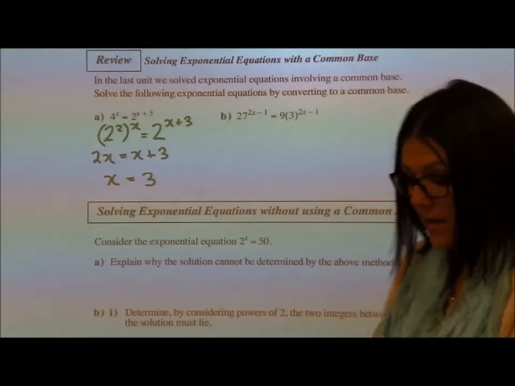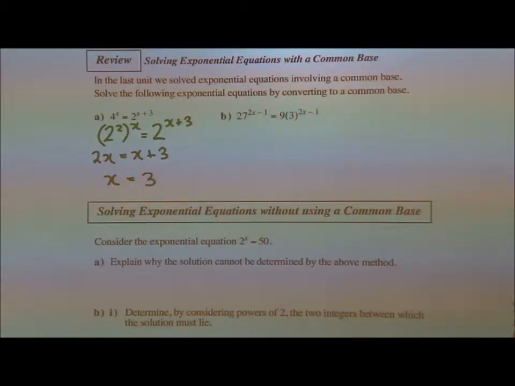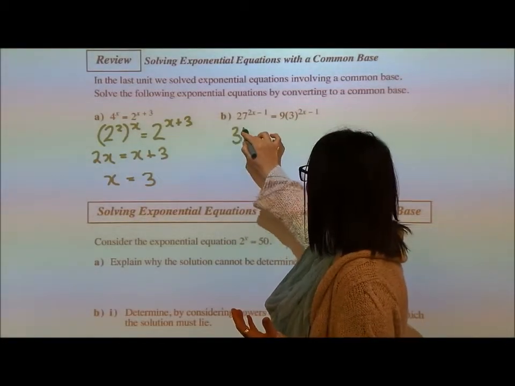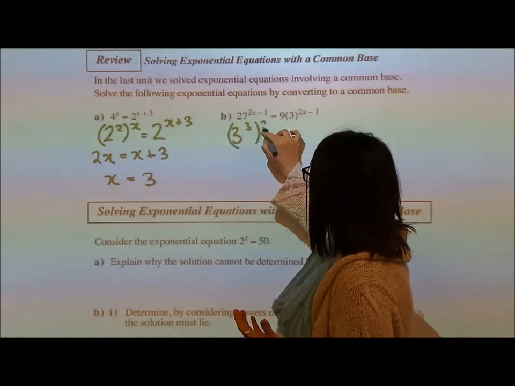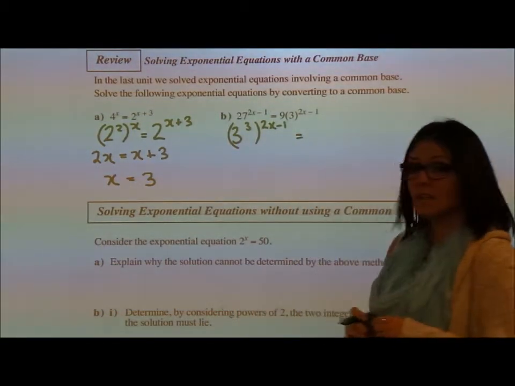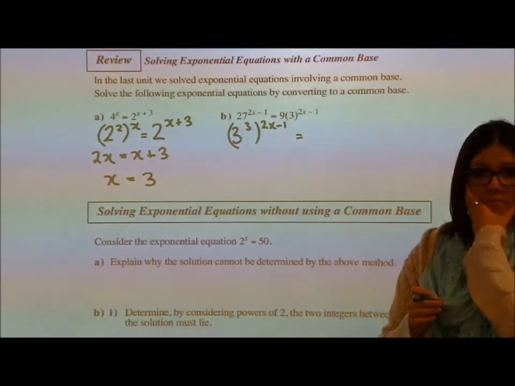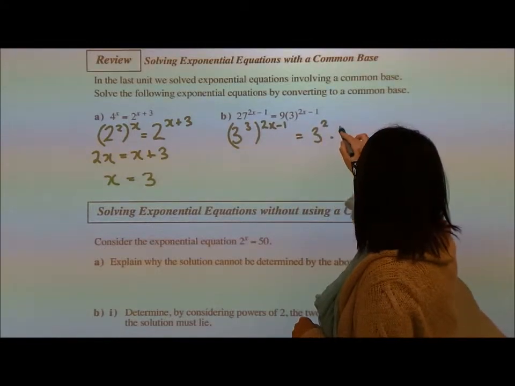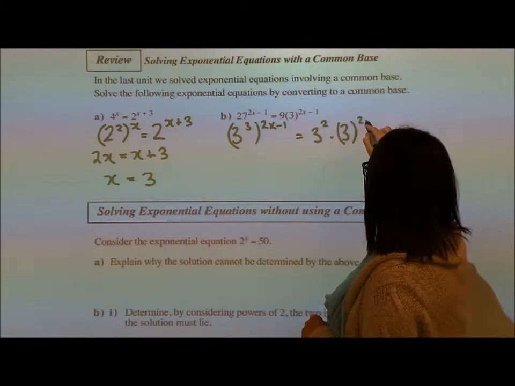Now if we look at B, I have 27 to the power of 2x minus 1 equals 9 times 3 to the power of 2x minus 1. What would my common base be? 3. Everything I'm going to rewrite into powers of 3. So 27 becomes 3 cubed to the power of 2x minus 1. What does 9 become? 3 squared times 3 to the power of 2x minus 1.